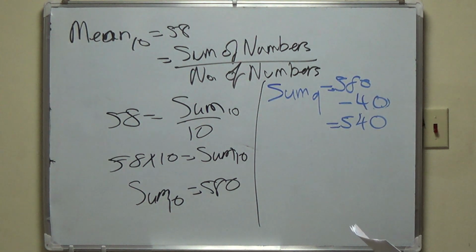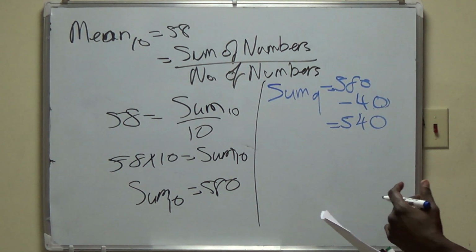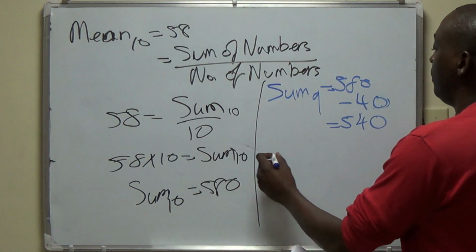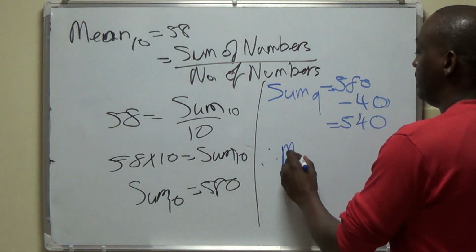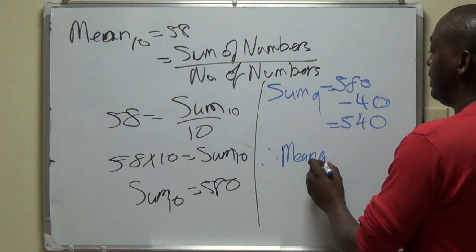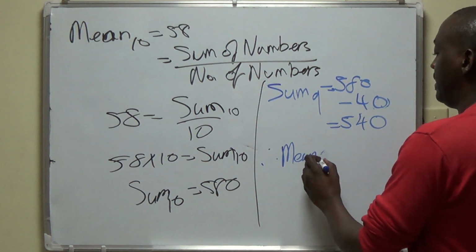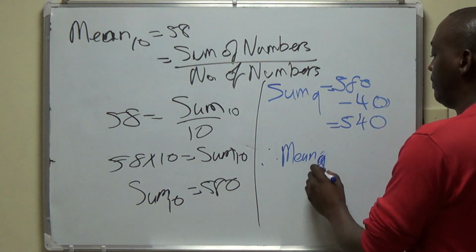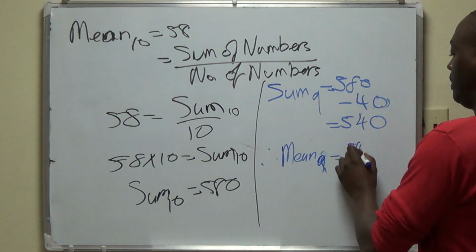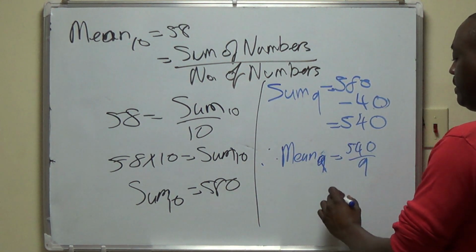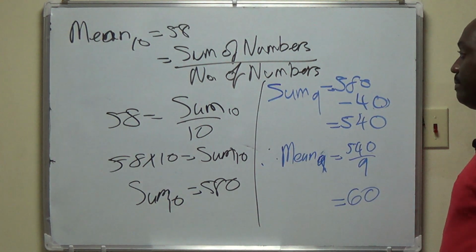So when we come now to find the mean of the remaining 9, let me see, the mean of the remaining 9, make the 9 a subscript, would then be 540 over 9, which is equal to 60.